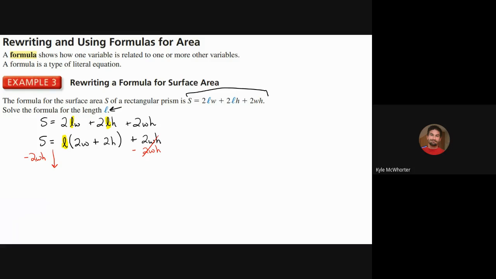And S minus 2WH, those aren't like terms. Like terms have to have the exact same variables. So we can't combine those. We just have to write them out. So S minus 2WH equals L times 2W plus 2H.